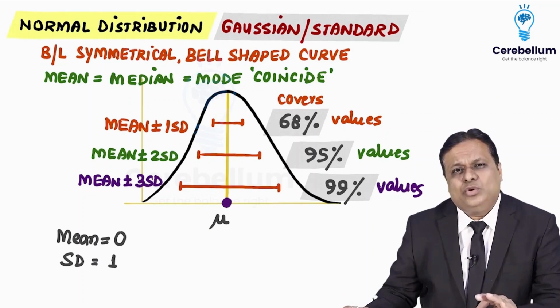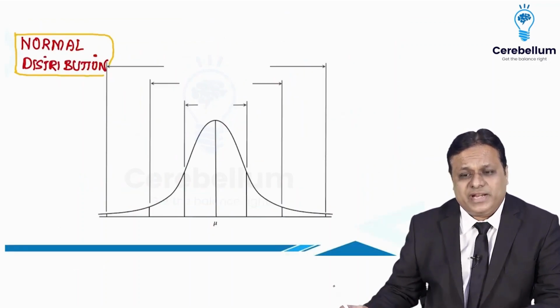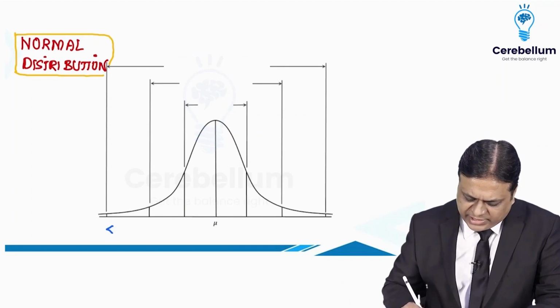Let us now try to look at this diagram again to create a photographic memory with us. Is this a normal distribution? Yes, because it is bilaterally symmetrical bell shaped. Why we are saying like this?